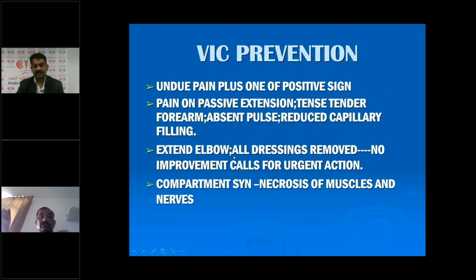One has to extend the elbow and remove all the dressings. If there is no improvement, it calls for urgent action. Compartment syndrome leads to necrosis of the muscles and nerves, which is irreversible and can lead to fixed length phenomena of the forearm muscles. So one has to intervene very early and treat it well.